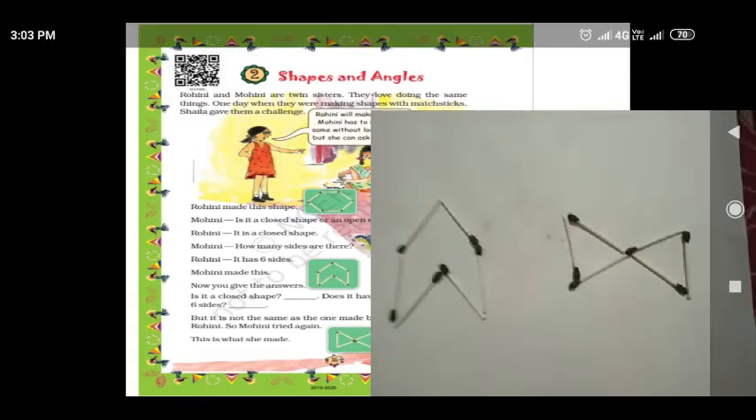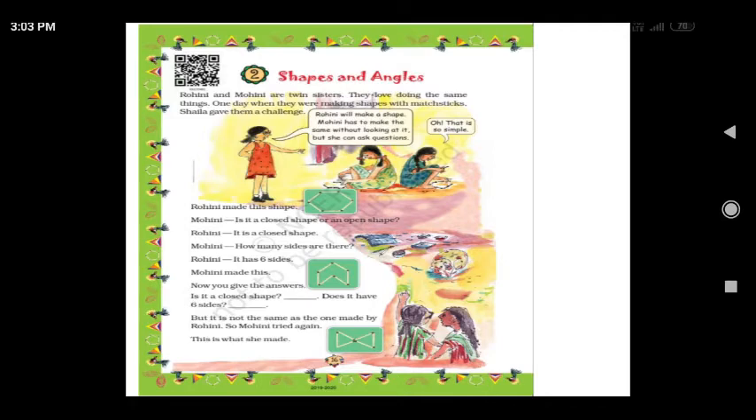Now what can you observe in the three figures? See, all three figures have 6 sides, and all three are closed figures, but the shape is different, right? That is what they are discussing.